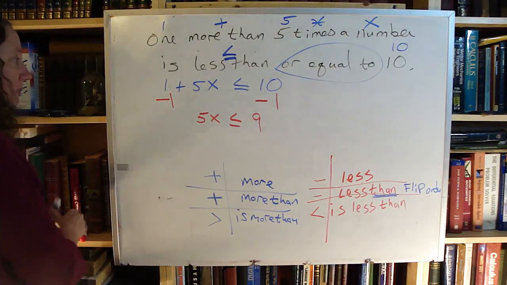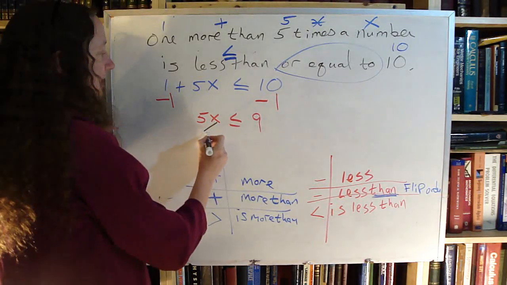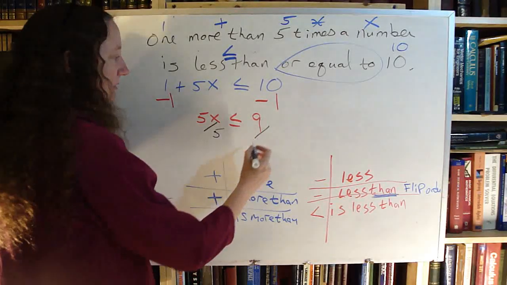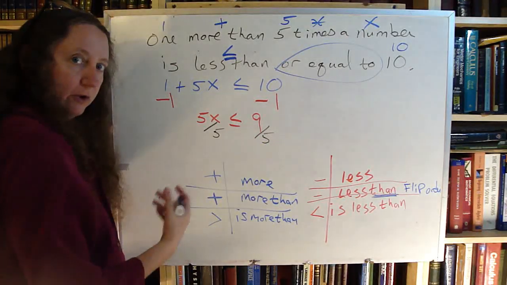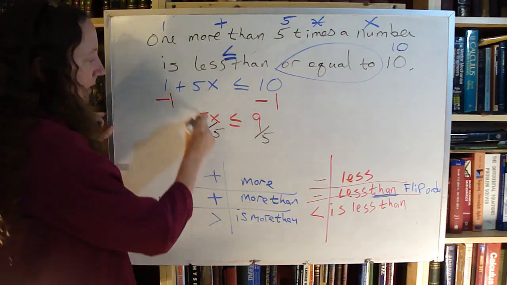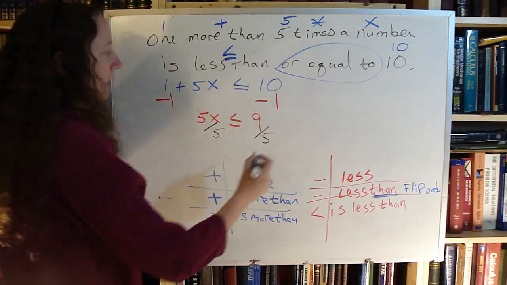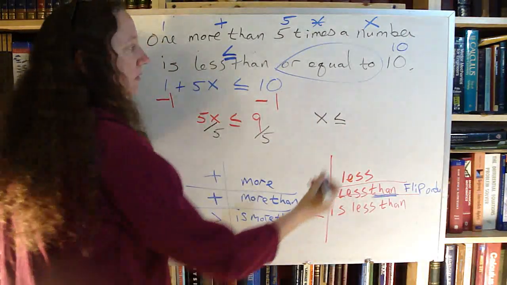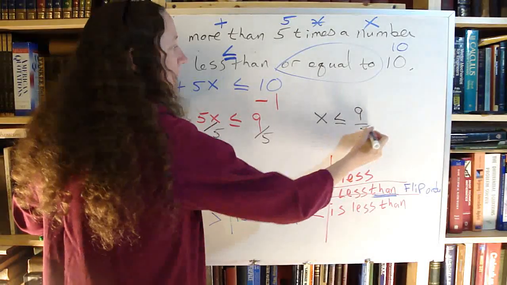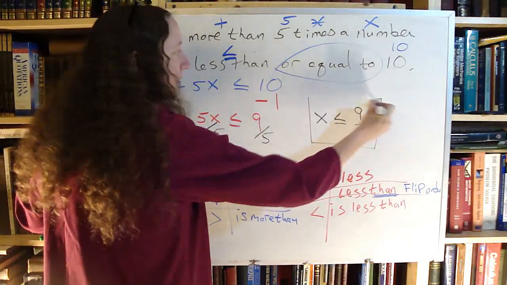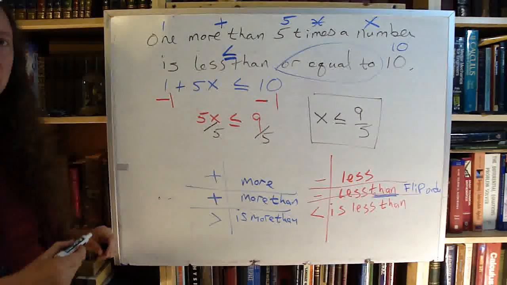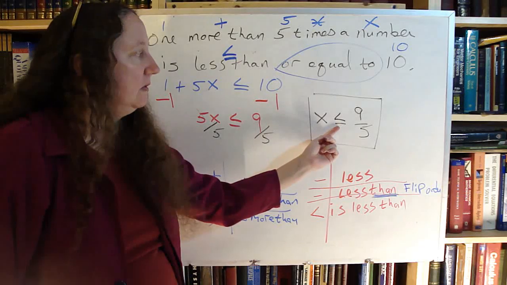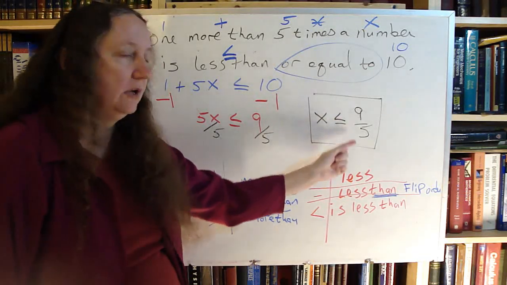X is not yet alone. I need to divide that 5 out. What I do on one side of the equal sign, I do the same thing on the other. Even though it's not an equal sign, we still follow that rule. Now the 5 cancels the 5, and I have x is less than or equal to 9 over 5. I have my answer. X can be any number that is less than or equal to 9/5.